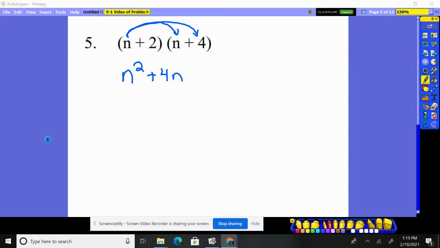Now we're going to have, whoops, tried to change color. That didn't do me any good. I'll forget it. Multiply the 2 through, plus 2n. Multiply the 2 through to the 4, 8. And now we combine the 2 middle pieces. That's 6n plus 8. Final answer, a trinomial.